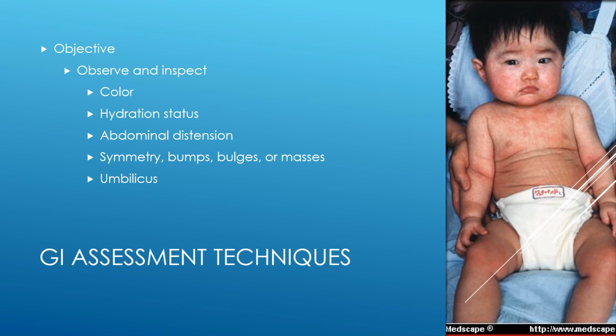We want to make sure we look, listen, feel, look being least invasive of the three. So we're going to observe and inspect. We're going to look at color. Is their skin pale? Do they have pale lips? That can happen with some of our GI disorders and could indicate anemia or dehydration. Maybe they have yellowing or jaundice that might be noted. Looking at the sclera, because that could even be yellowed.